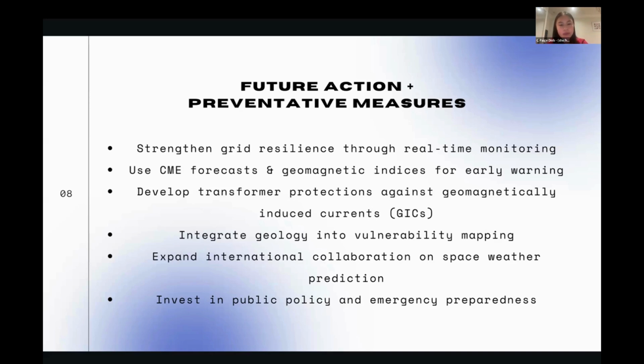And finally, public preparedness is key. So if governments treat severe space weather as a natural hazard, similar to earthquakes or hurricanes, we can be more resilient when the next major storm strikes.